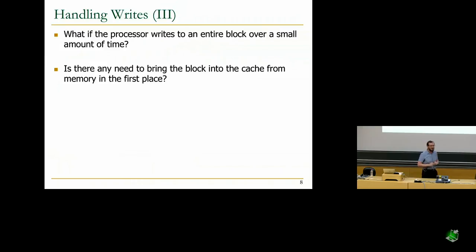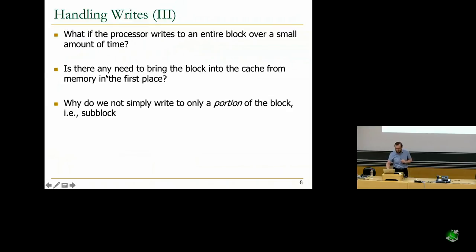If somebody thinks, they may ask the question: can we do better for these cases? Is there any need to bring the block into the cache from memory in the first place? If you're going to write to the entire block and modify it, and you have a write-back cache, well, it doesn't matter, write-back or write-through, you don't really need to read the entire block into the cache at all, right? Because you're going to reconstruct that cache block inside the processor. You're going to do 16 writes, and if you do all of them into the cache, now that's your 64-byte block. There is no reason to read it from memory.